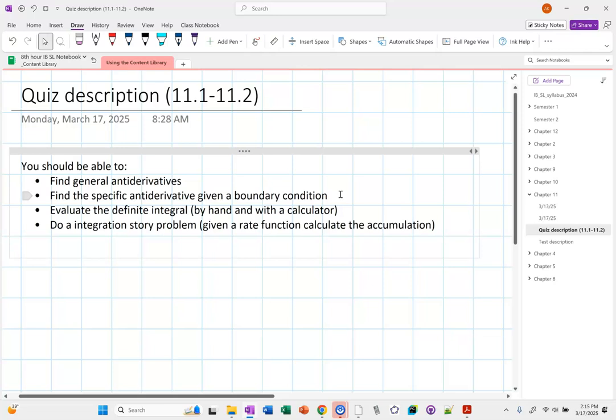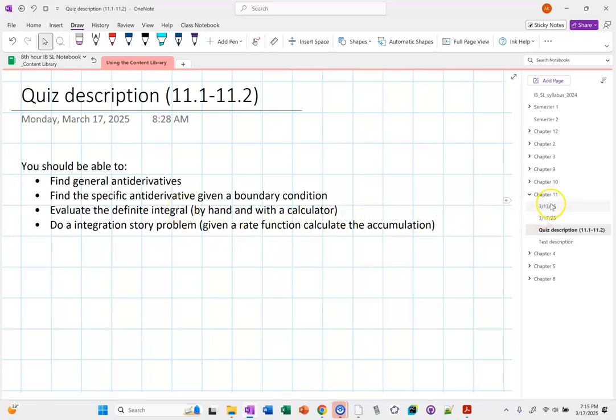So if I tell you, what's the antiderivative of f prime is equal to 7, when f of 1 is equal to 10, then you know that I can plug 1 in for x and 10 in for f of x and solve for c. You should be able to evaluate definite integrals both by hand and with a calculator. And then be able to do integration story problems, where you're given a rate function, calculate the accumulation.